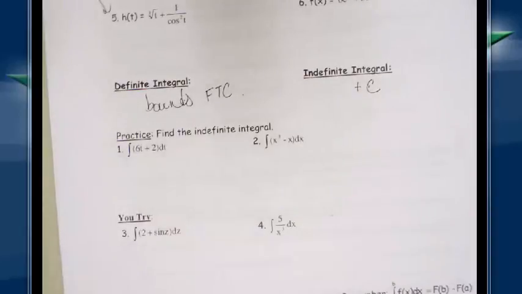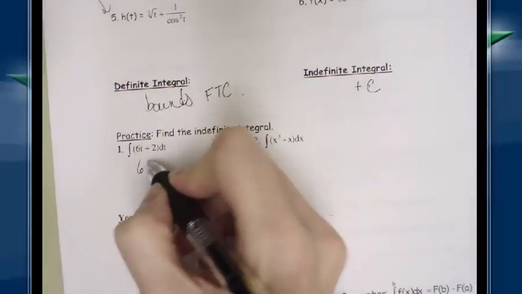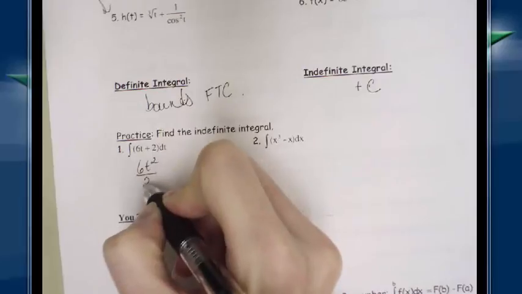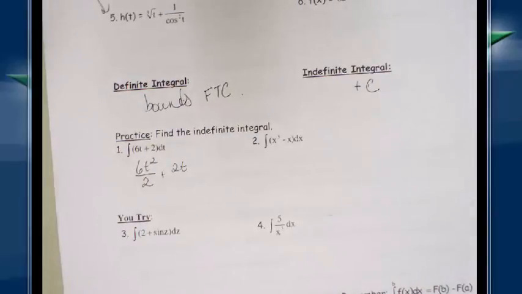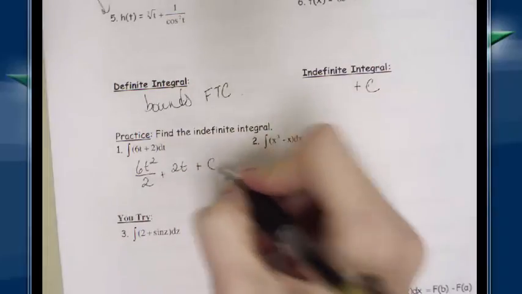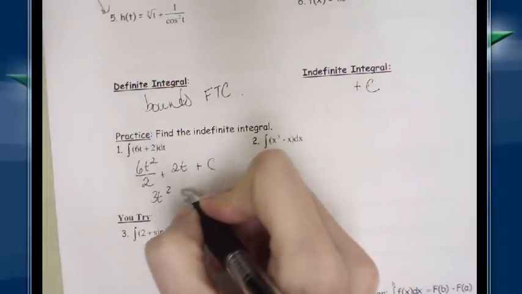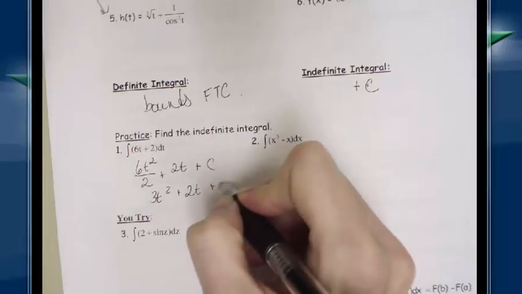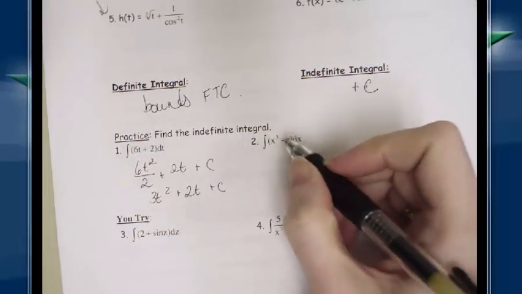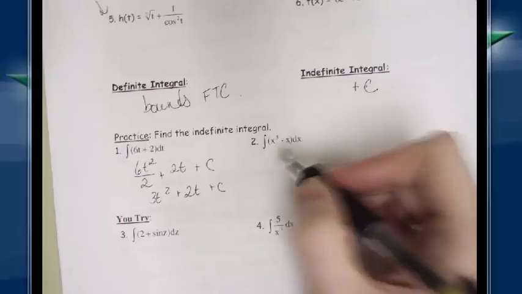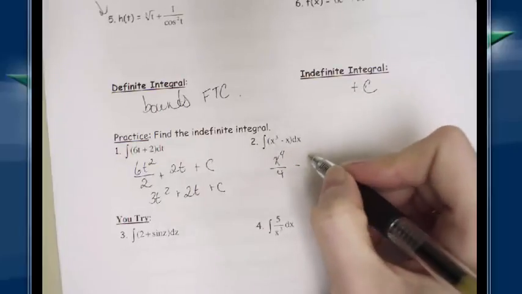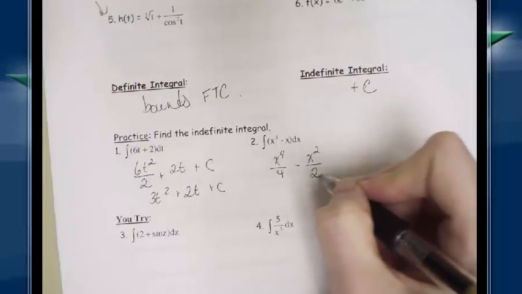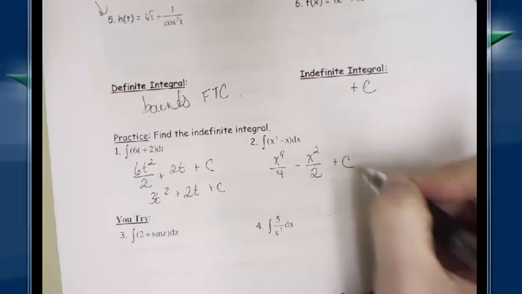Okay, so find the indefinite integral. Here we go. Up a power, 6t squared over 2 plus 2t over 1, technically. You don't have to write that. Plus C. So making it pretty, I just simplified. Number 2, x cubed would become x to the 4th over 4 minus x squared over 2 plus C.